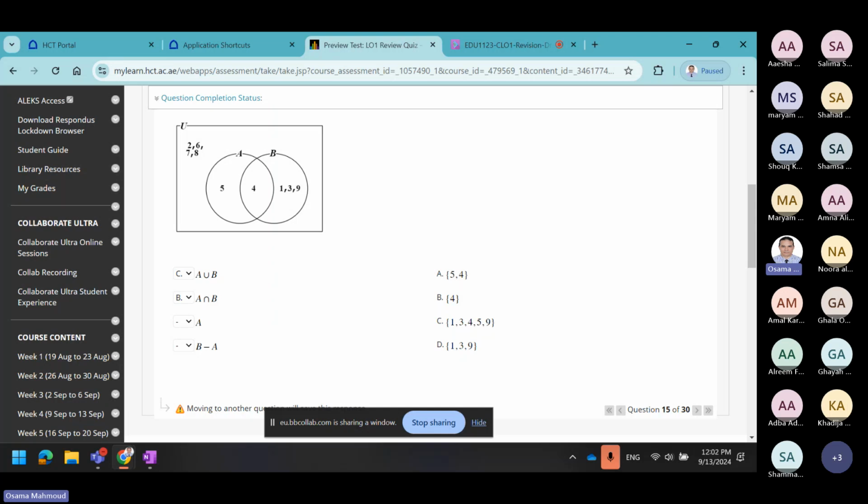Okay, here it is. A, what is A? What do you have in A? 4 and 5, right? So the correct answer is also A, okay? B minus A. B, to take A from B, you take out only the common element between them. So you'll take only 4. So what's left with B? 139. 139 is the selection B, okay?